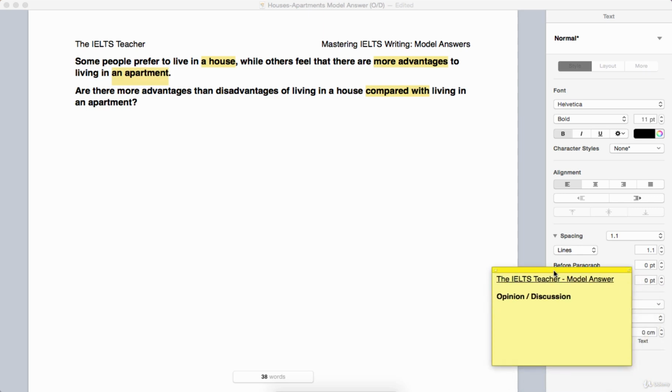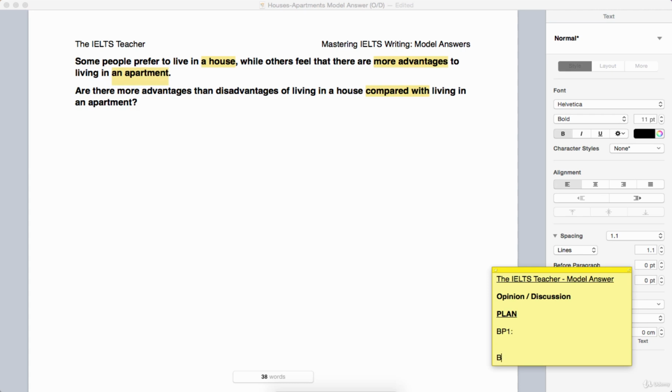And just like with a discussion opinion task, we need to think about our own opinion. We need to come up with our position on this. Are there more advantages than disadvantages, or are there not? Are there more disadvantages than advantages? For me, I think that living in a house comes with more advantages. So my view is that there are more advantages than disadvantages of living in a house compared with living in an apartment. Because of that, how do you think I'm going to plan my essay?